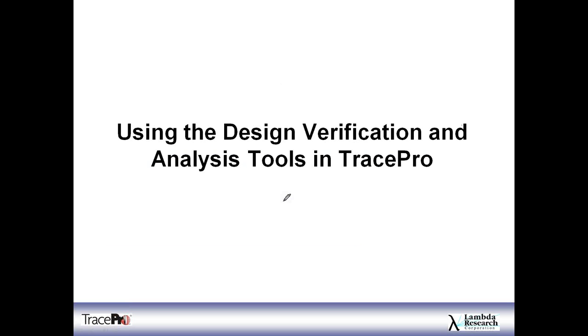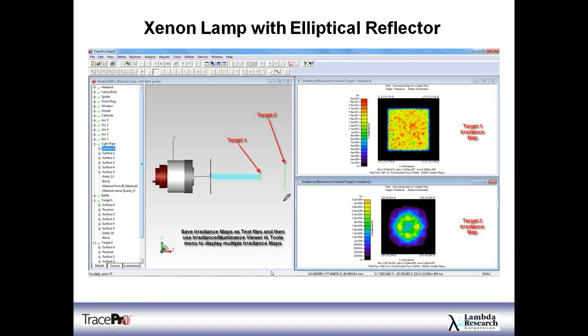Okay, now let's take a look at using some of these tools on a model in TracePro. This model here is a ceramic-bodied xenon lamp. It has an elliptical reflector, it has a pair of electrodes inside, a glass window on the front. A lamp you may see in a high-powered projection system.